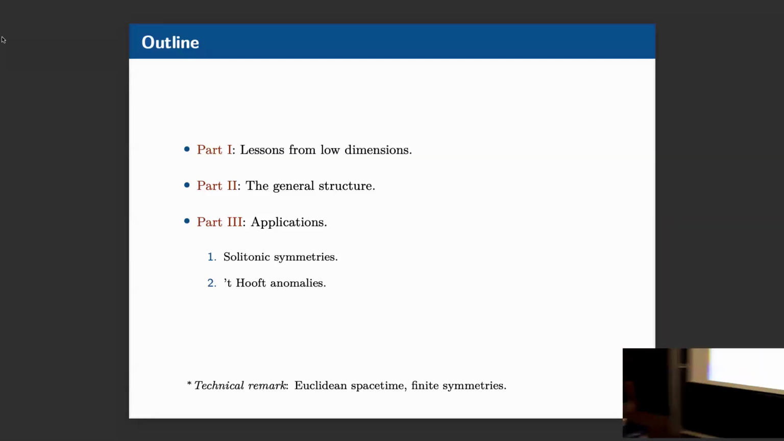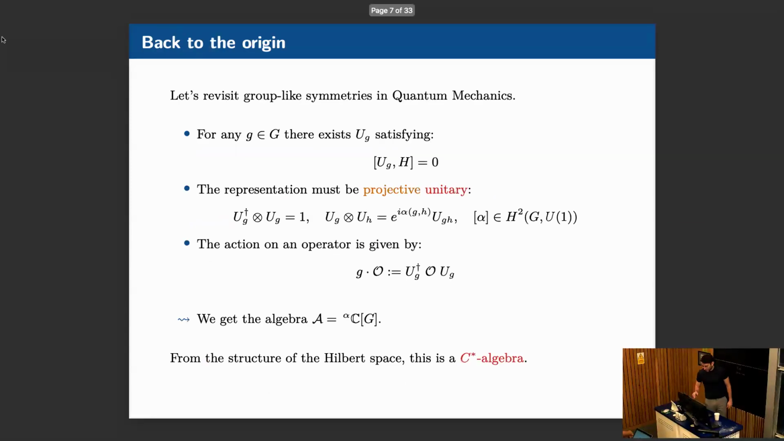So let's start from the beginning. And let's start from the very beginning, which is what's the notion of unitarity in quantum mechanics, which is where we know really what is going on. The notion of a unitary symmetry in quantum mechanics is the following. Let's revisit for a second.